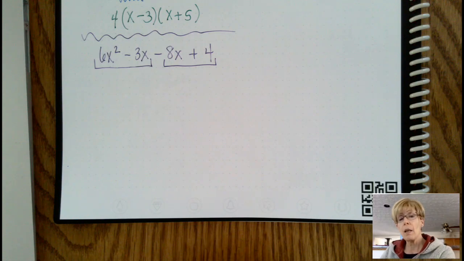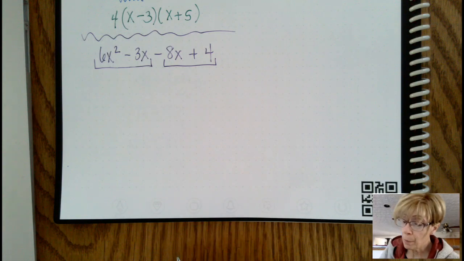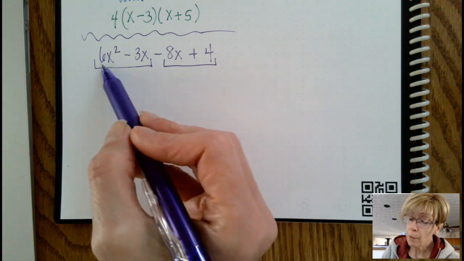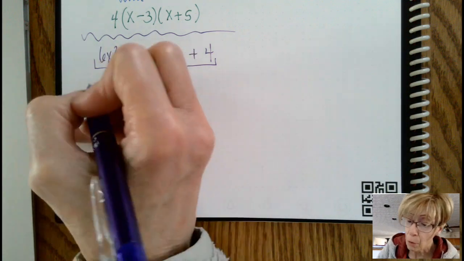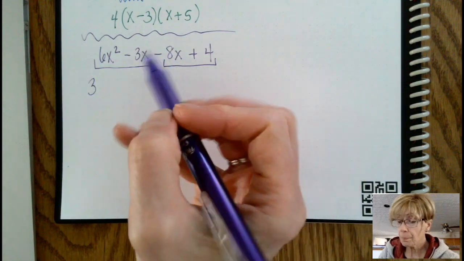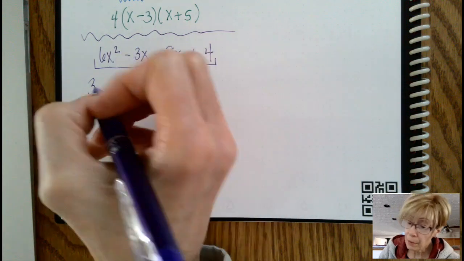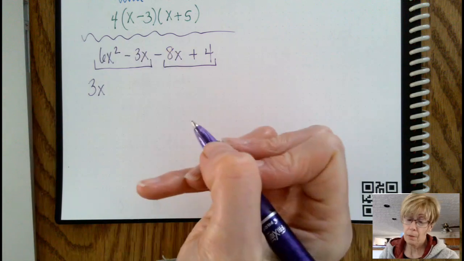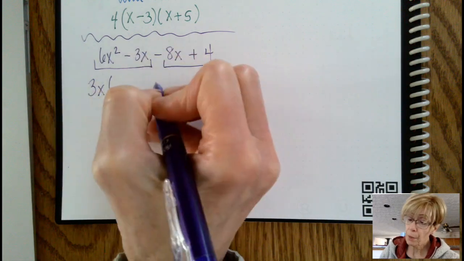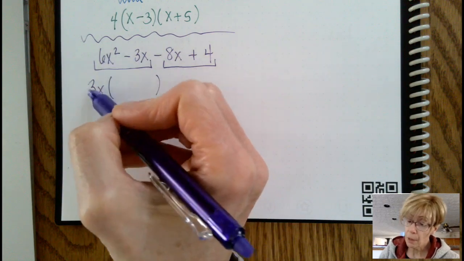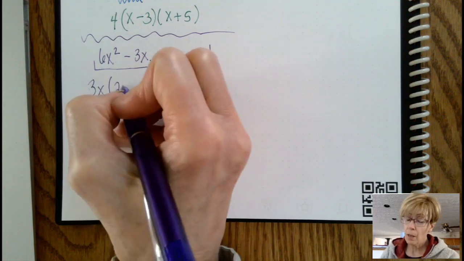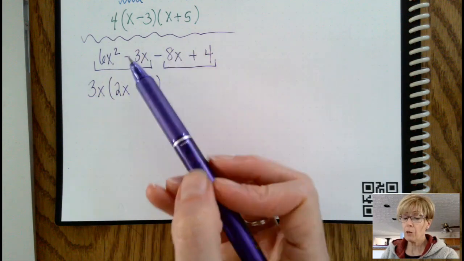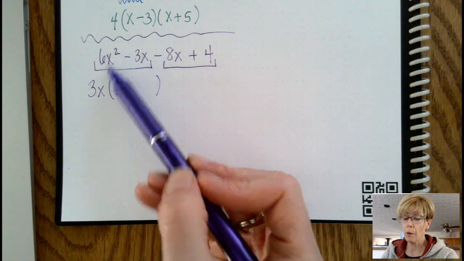And when we factor out a 3x, 6 divided by 3 is 2. X squared divided by x is x. Again, a reminder is there for our next group. But in our next group, between 8 and 4, the biggest number that divides into both is 4. Positive 2x. And positive 4 divided by negative 4 is negative 1.